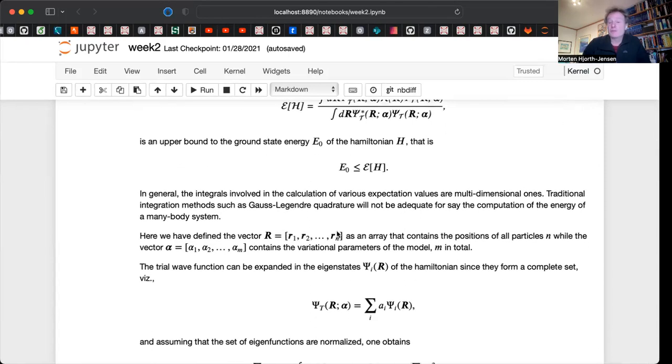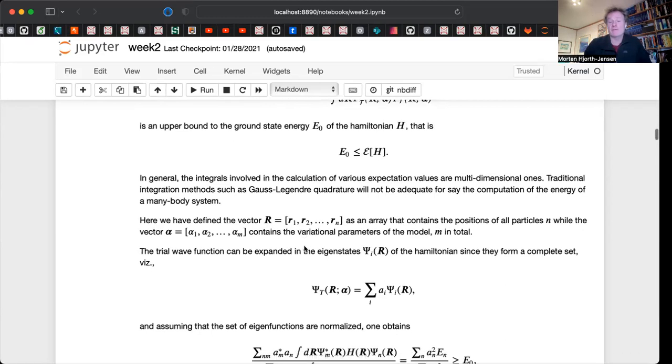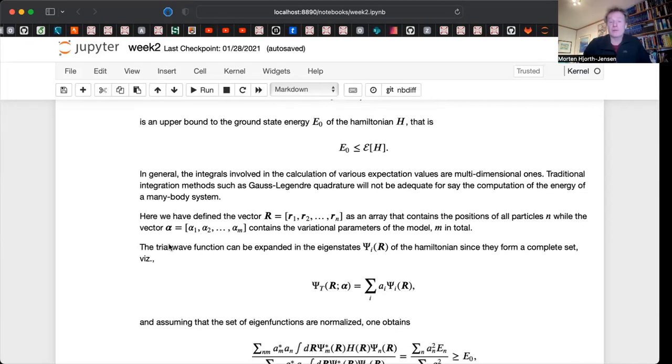Here we have defined, as we did last time, the uppercase R to be the collective variable for the positions of all the individual single particles. So we actually do specify the positions of each single particle. In addition, we can have other quantum numbers like spin, which may be needed to define the specific particles which we have. And then we have parameters.